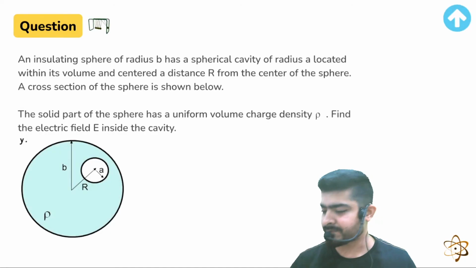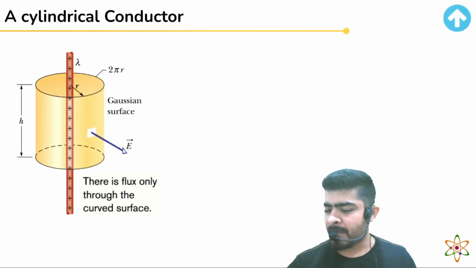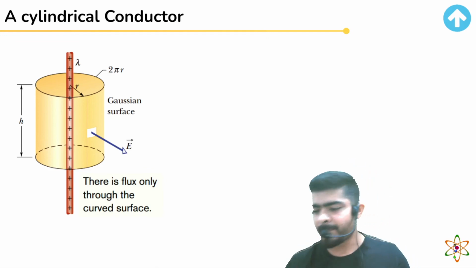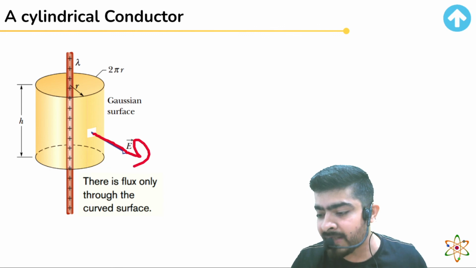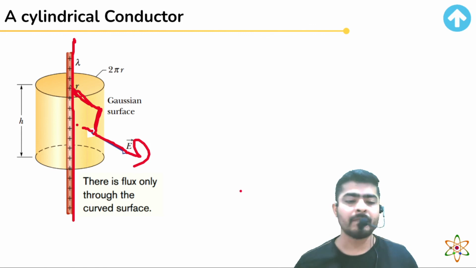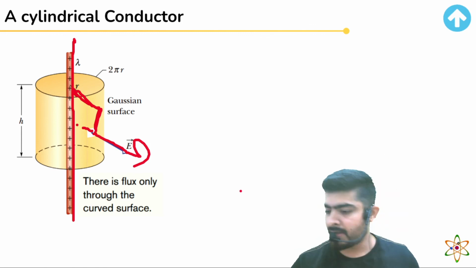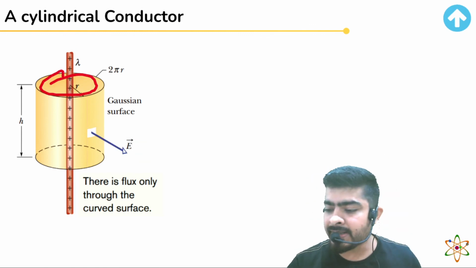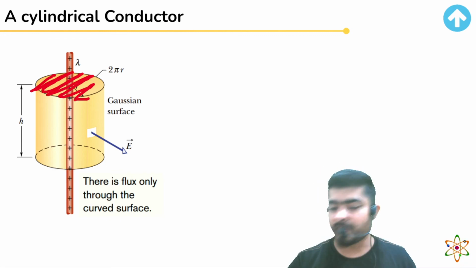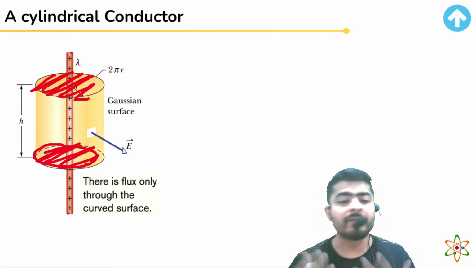Now one last application based on Gauss law. What about a straight infinite wire? What is the electric field due to the infinite wire? That's very easy. By symmetry, the electric field should be like this, perpendicular to the wire, correct? And now we are taking this cylindrical Gaussian surface. For the top flat surface, flux will be 0. For the bottom flat surface, again the flux will be 0.